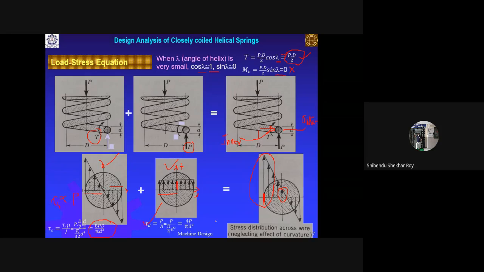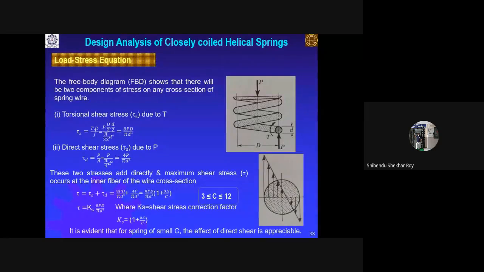Now, very important thing is you add it. I would like to show you some equation first that I have already explained. Now you add it. The two stresses add directly because they are lying in the same plane and same direction. And for the maximum shear stress, you can take 8PD by pi d cube common in this particular equation. You will get 8PD by pi d cube times the bracket 1 plus 0.5 divided by c. What is c here? C equals, as you know, capital D by small d. This is a simple derivation you can do. If you take this common, you will get capital D by small d in the denominator, which I am writing as the spring index C.